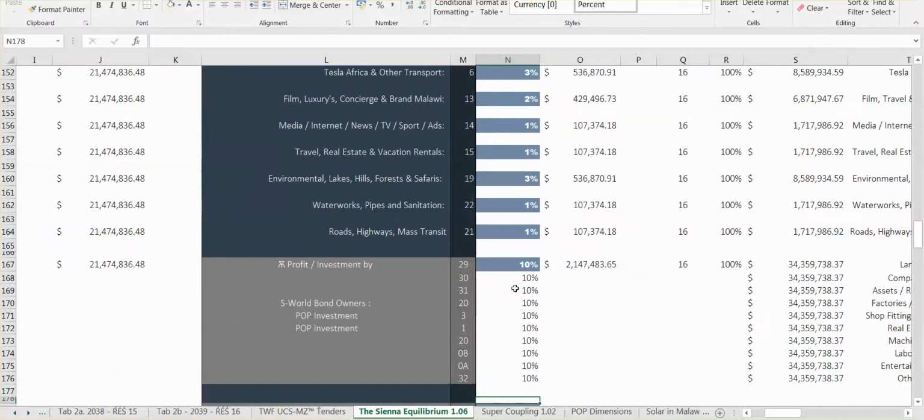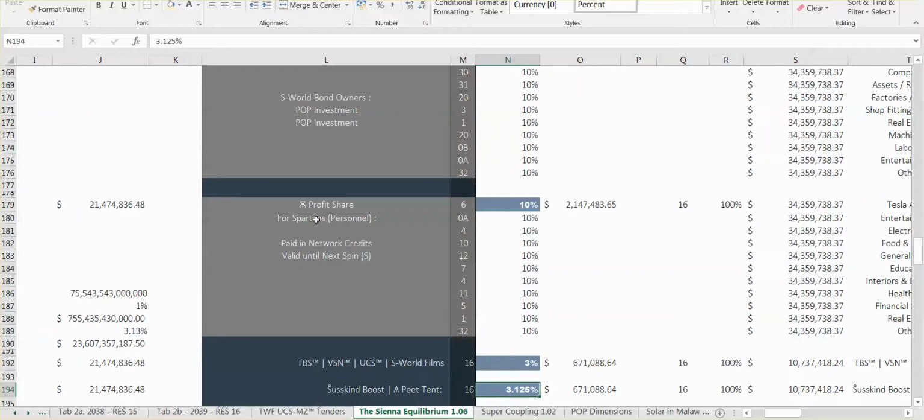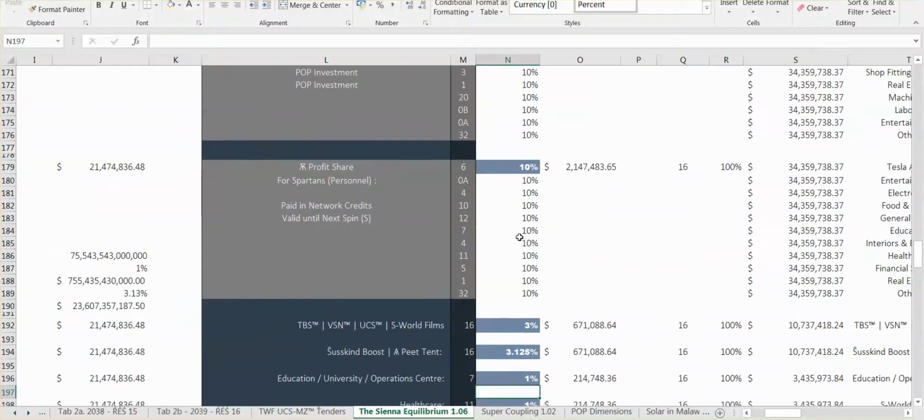What's this? This is POP, profit invested by SWell bond owners. This seems to be another investment. Jolly good. Profit share for Spartan. To be honest with you, I am not 100% sure what these brown things are. I'm sure they'll make sense eventually. Here we have the 3.3%. It should be 3.14. It's probably, yeah, well, 3.125.